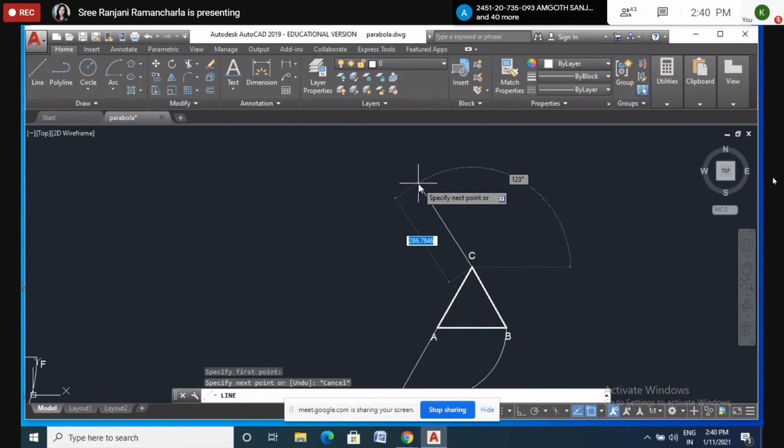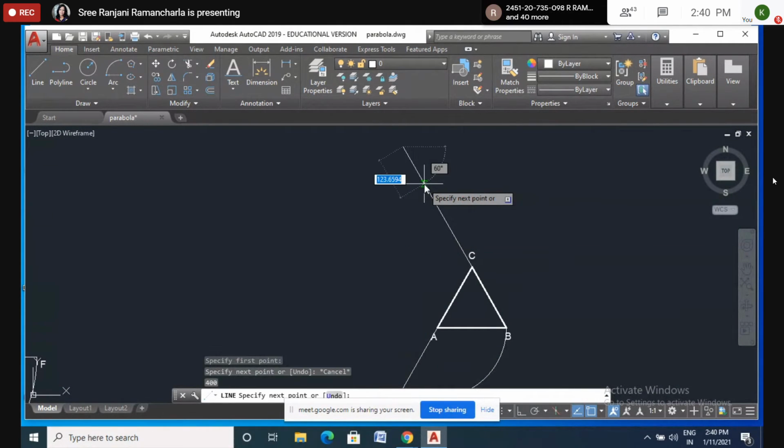When it is showing 120, it is showing 120. So here I want to change the length. I will change the length to 400 now. Okay, the length.